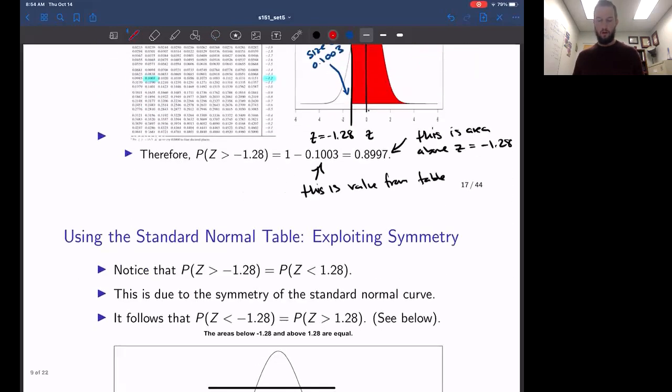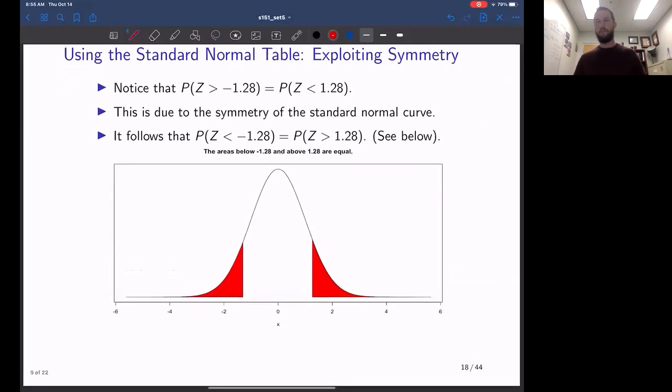Okay. So you may have noticed that the solution to example 2 and the solution to example 3 were the same number. This is because of the symmetry underneath the curve. Again, on each side of 0, you have a mirror image of the other side of the curve. So 50% of the area is above 0, 50% of the area is below 0.